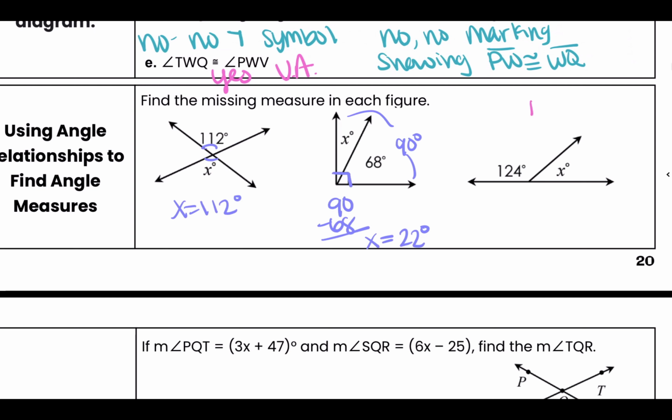So this straight angle is 180 degrees. So we know that 180 minus 124 gives us x equal to 56 degrees.